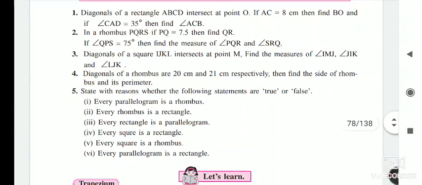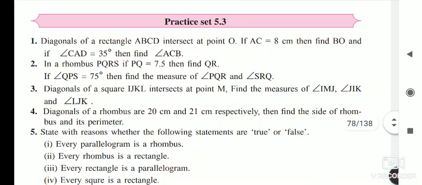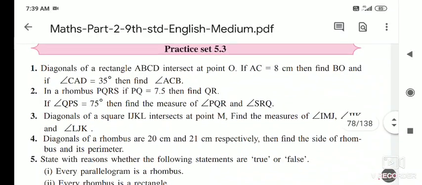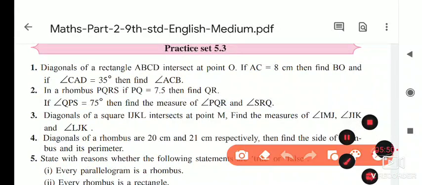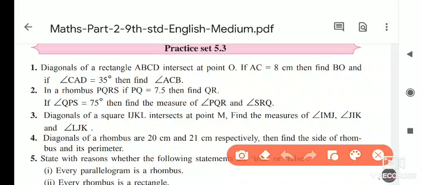Then, it is actually so easy. The diagonals of rectangle ABCD intersect at point O. If you draw the figure for this, then solving this example becomes easy for you. So here it is ABCD.